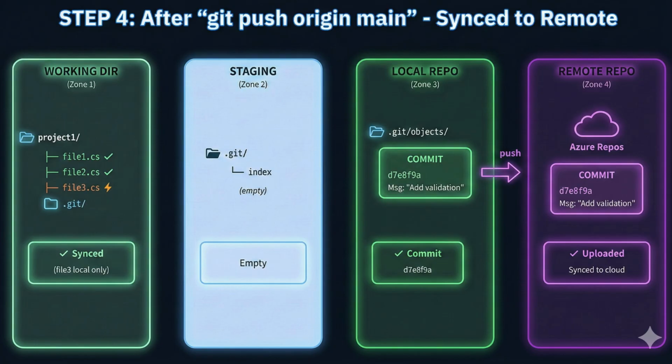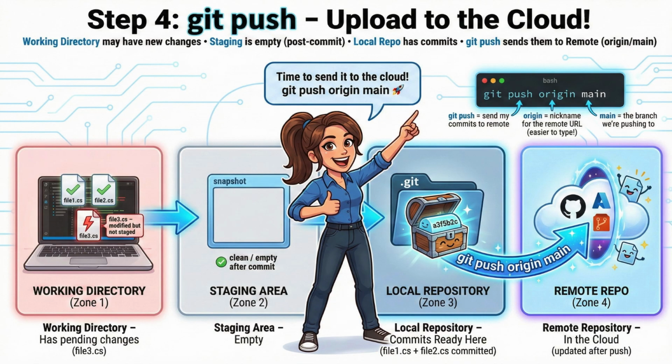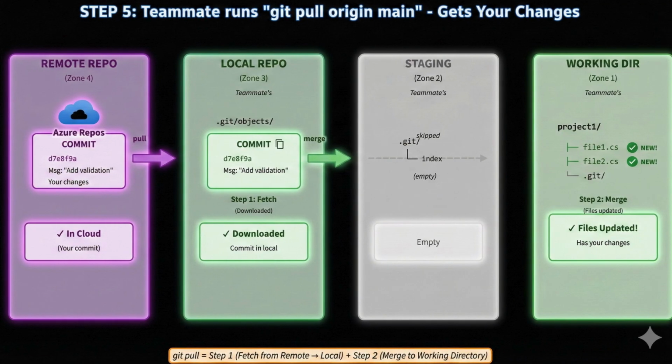Look at that. The commit flies from your local repository to the cloud. Azure Repos now has your commit. Now your commit exists in 2 places, your local repository and the remote repository. Your teammate can log into Azure DevOps, browse your code, read your commit message, and see what you changed. But they still can't run it. It's in the cloud, not on their machine. One more step. Your teammate sits down, opens their terminal, and issues the command, git pull origin main.